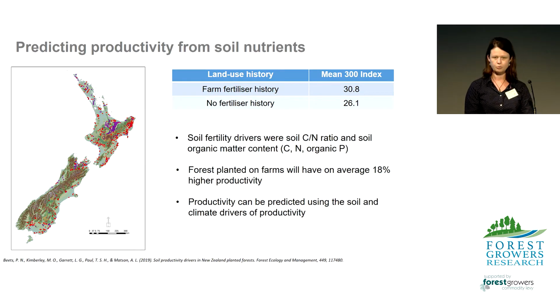We have looked at soil productivity drivers. We did this through a national analysis using the New Zealand Planted Forest Inventory to understand soil chemical productivity drivers. We found that forests planted on farms will on average have 18% higher productivity. The key soil properties that were related to the improved productivity were soil carbon to nitrogen ratio and soil organic matter, which could be represented by soil total carbon, total nitrogen, or organic phosphorus. From this work, you can now collect a soil sample from your site and use it to predict your site's productivity.